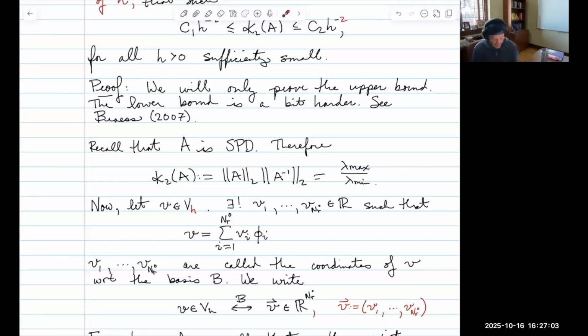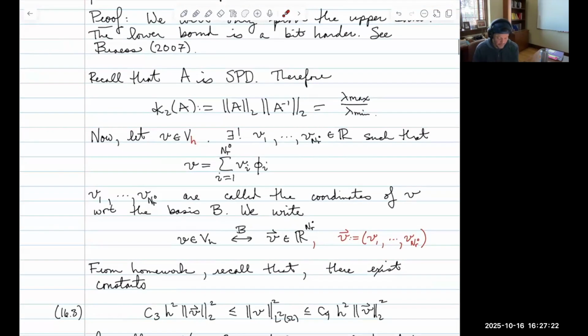So this just says that any v in V_h can be thought of as its coordinate vector through the basis. And conversely, if I think about a coordinate vector through the basis, I can reconstruct any finite element function in V_h. Okay, so this link provides a one-to-one mapping between this space and that space. And of course, you can see right away that they have the same dimensions.